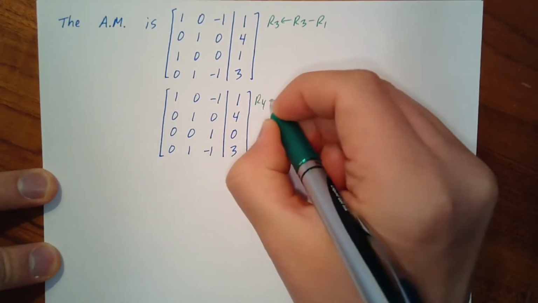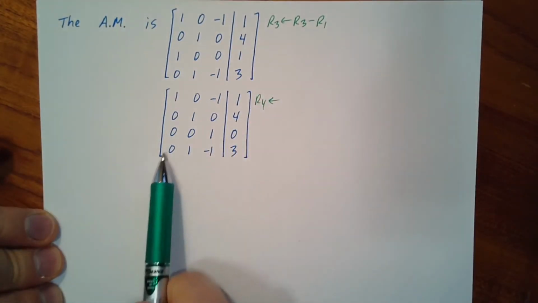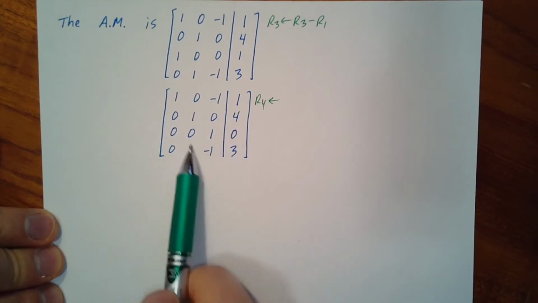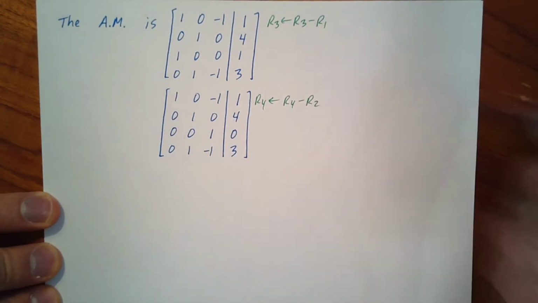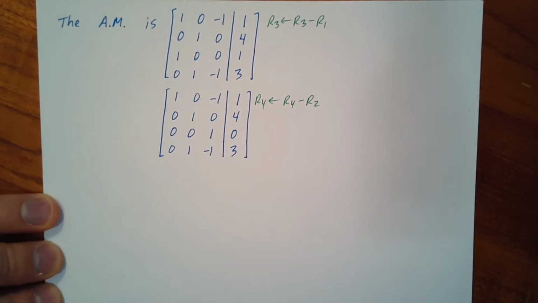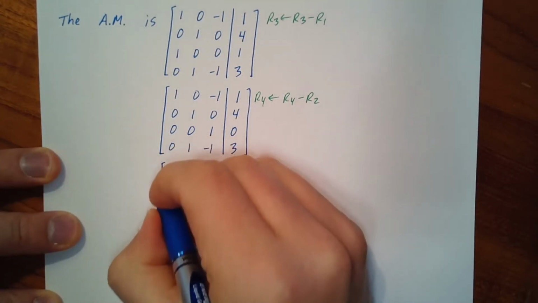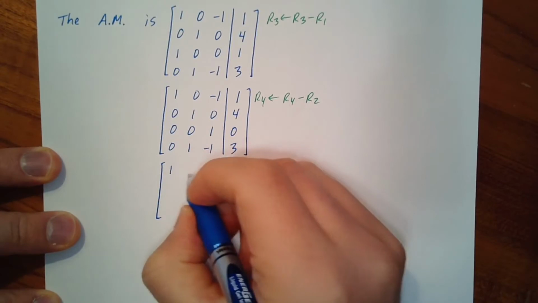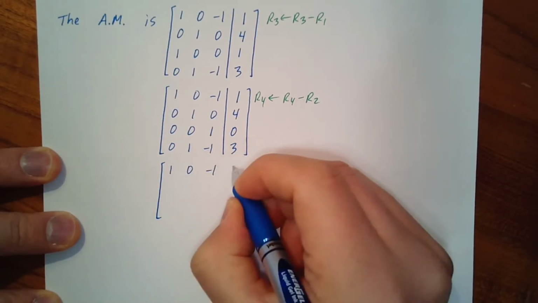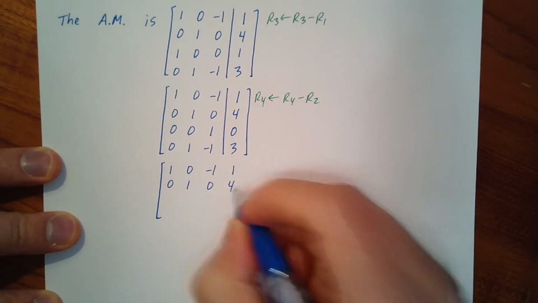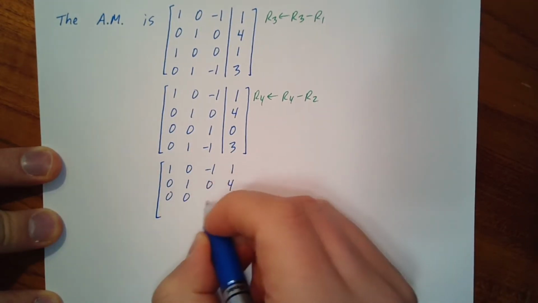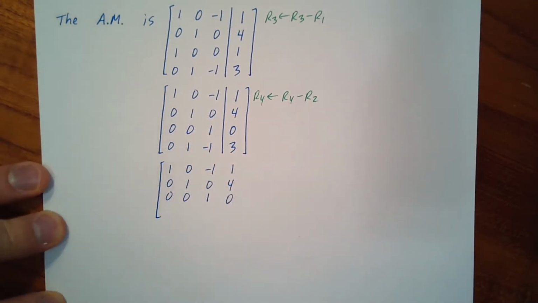Okay, well, what's next? Now we're going to take row 4. If we're doing Gauss-Jordan elimination, this is what your next step would be. Take row 4 and subtract row 2, and that'll get rid of this 1. So we'll go row 4 minus row 2, and what's that going to give us? So the first 3 rows aren't going to change. We'll have 1, 0, -1, 1, 0, 1, 0, 4, 0, 0, 1, 0.